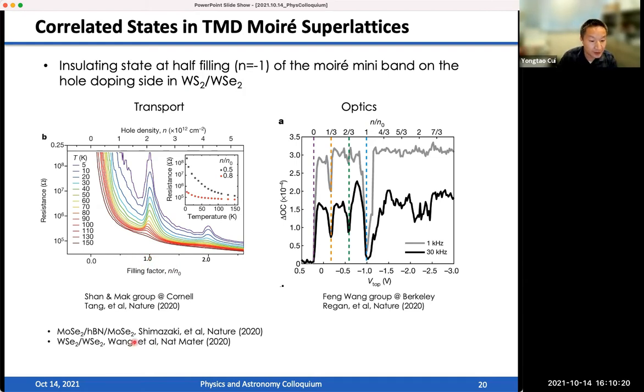There are also a few other reports on other similar TMD Moiré systems. And in one of the works, in addition to this one filling, they also found two new insulating states at 1/3 and 2/3 filling of the Moiré lattice. So what are those states?